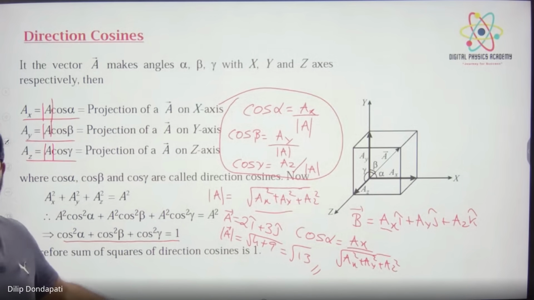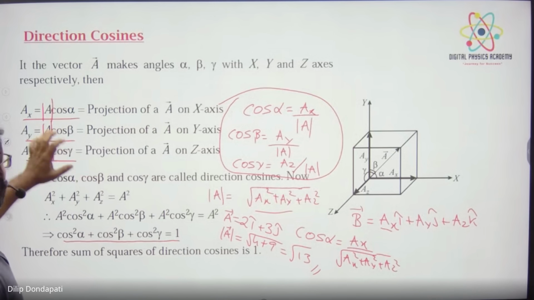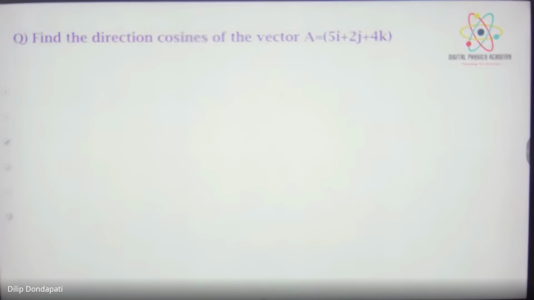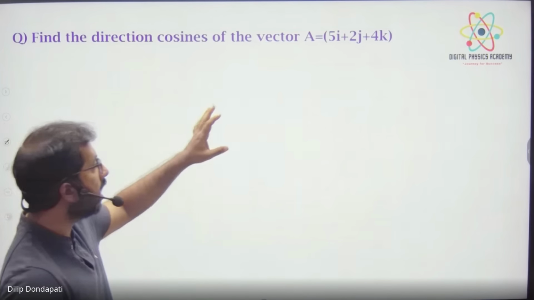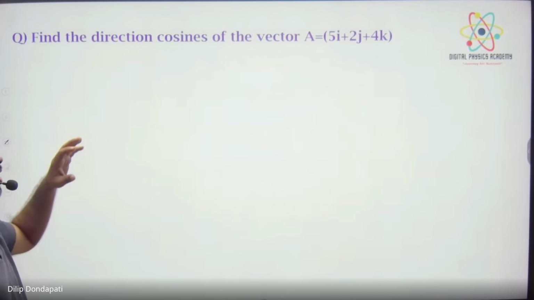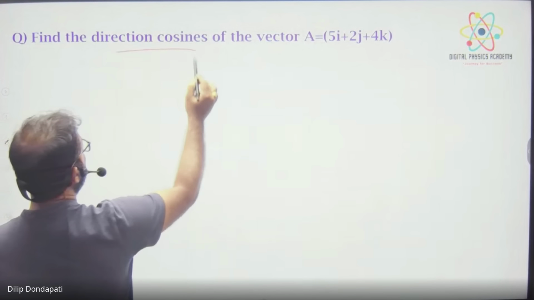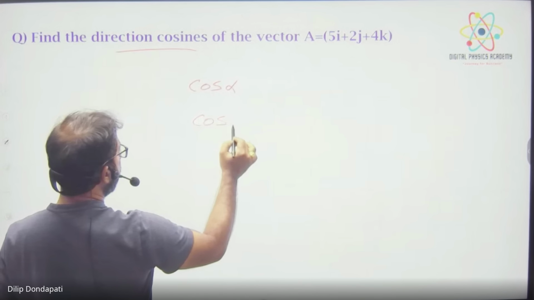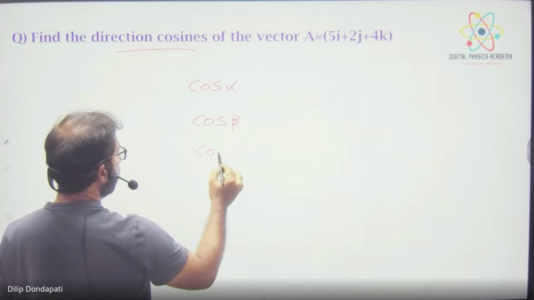Okay, done. Now let's do questions based on this. Find the direction cosines of the vector A given. A is equal to 5i cap plus 2j cap plus 4k cap. I want to find the direction cosines. Direction cosines means simply cos alpha, cos beta, cos gamma.